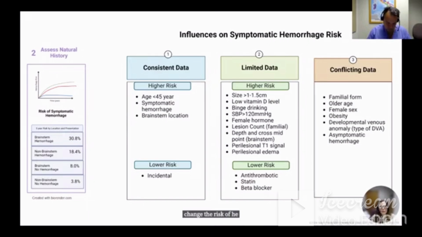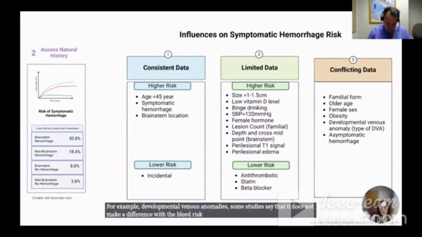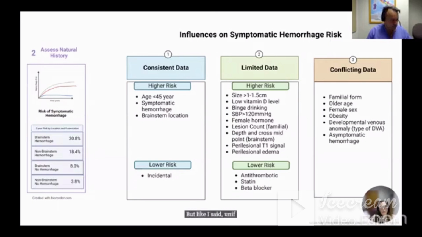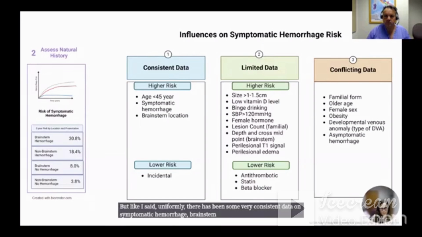And then there is some conflicting data. For example, developmental venous anomalies. Some studies say that it does not make a difference with the bleed risk. Some say it does. Some stratify the type of CCM DVA complex, and maybe that makes a difference. But like I said, uniformly, there has been some very consistent data on symptomatic hemorrhage, brainstem location, and age.